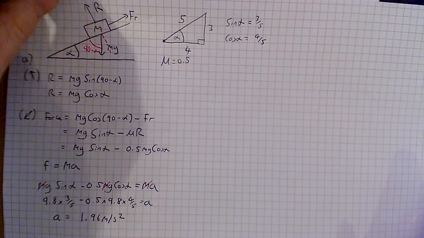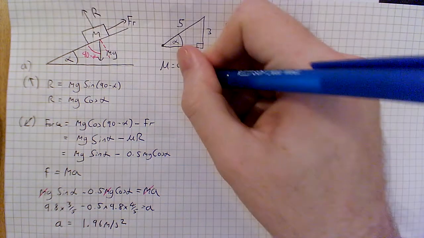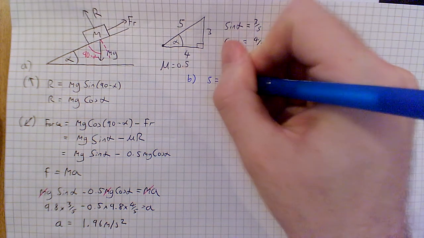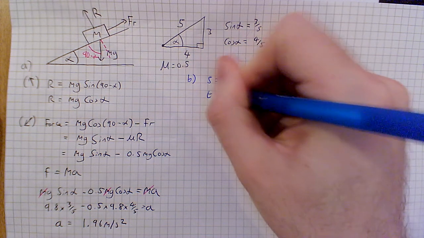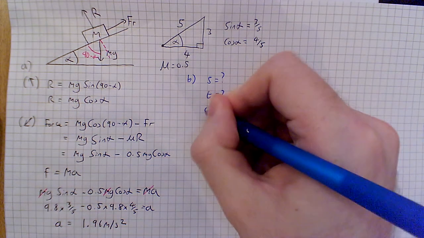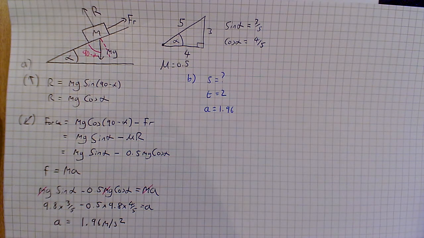For part B of the question, it asks us to find the distance it slides in the first 2 seconds of motion. So, very similar to the SUVAT questions we've done previously on projectiles, but it's actually simpler. It's more Year 12 SUVAT. So, we're looking for the distance, which is s, and we're told that t is equal to 2. We've just found the acceleration using the forces, so that's going to come in at 1.96. And the final thing is either u or v.